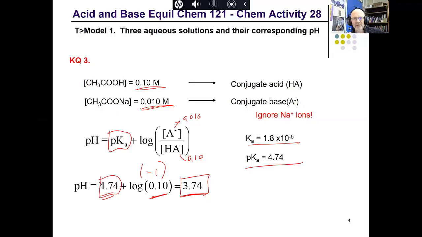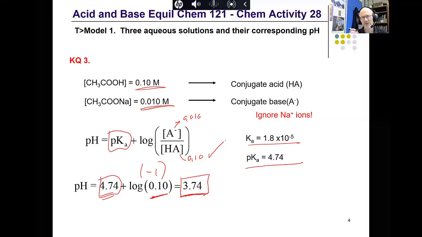And if you, again, look at the buffer composition, which component do we have more of? Well, hopefully it's clear to you that we have more of the conjugate acid present. So it should make sense that the pH will be lower. The pH will be more acidic.